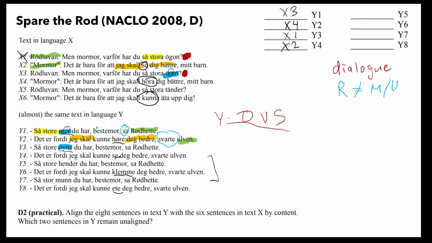So we got X1, we've got X2, we've got X3, and we've got X4. So we only have X5 and X6 left, and we've got Y1, Y2, Y3, and Y4. Okay? So you'll notice that in X6, it ends differently, right? And it seems to stay the same over here.